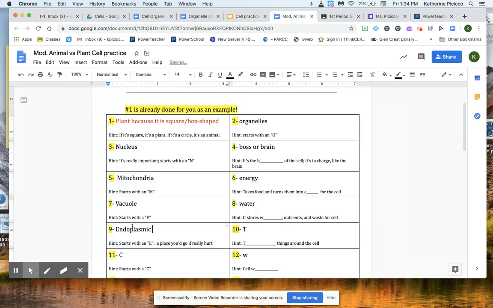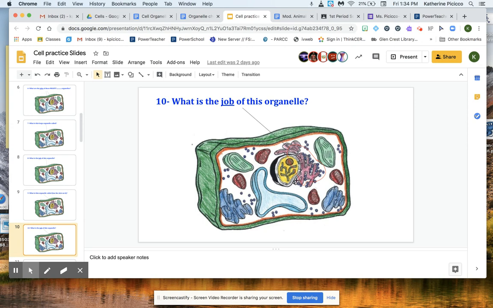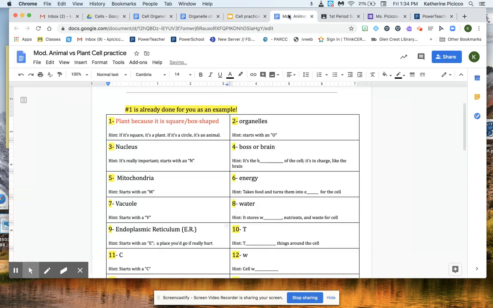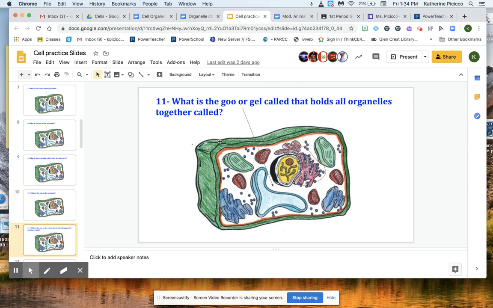Endoplasmic reticulum, or ER. Okay, and then number 10, the job of this organelle is to transport things throughout the cell. So basically, it's going to take things, and because it covers, see all these little channels that run through it? Things transport themselves throughout the cell. So it's kind of like the hallways of a school, or maybe like the blood vessels on a human. The ER, or endoplasmic reticulum, transports things. So that's what I'm going to write here. Transports. Okay. And that, whoops, sorry, that was number 10. So the job is to transport things.